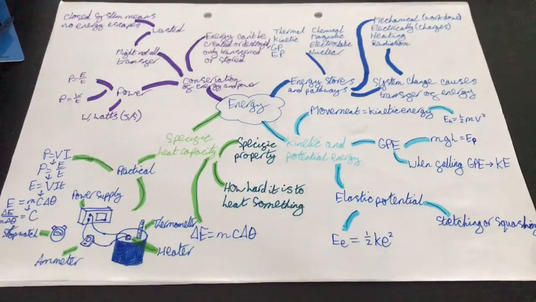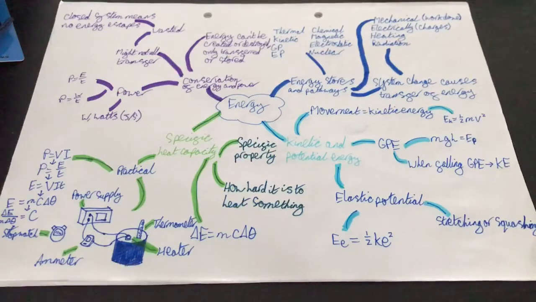There's also gravitational potential energy and elastic potential energy. These two are stores of energy. So gravitational is how high something is, and elastic potential is how stretched it is and how much energy is stored in the tensile object that you're stretching. There's chemical, there's magnetic, which is how much energy is in the magnetic field lines.